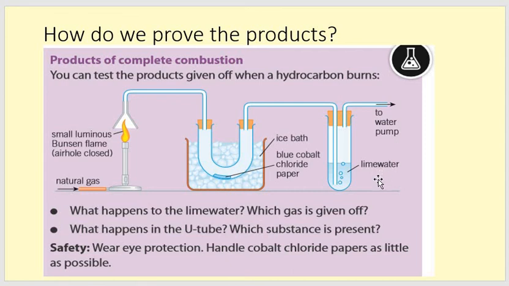Now the lime water starts off as a clear liquid, and it will become cloudy if carbon dioxide is present. It is cloudy because a chemical reaction occurs and carbonate is precipitated, which means you get tiny little solid particles within the liquid, which makes it look cloudy.